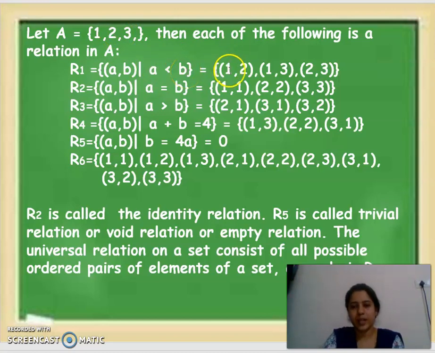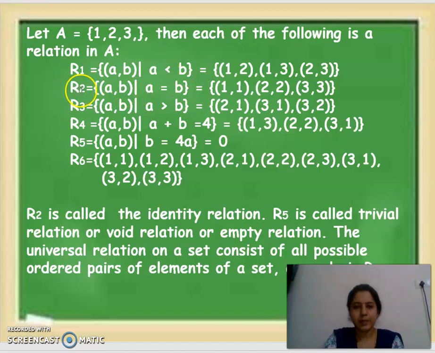So we can take (1, 2) as one ordered pair, and the next ordered pair is to take 1 as a and 3 as b. Then 1 is less than 3, so you can take (1, 3) as an ordered pair, and next take 2 and 3. So 2 is less than 3, so I can take (2, 3). But we can't take (3, 2) or (2, 1) or (1, 1), (2, 2), (3, 3) pairs, because here the relation satisfied must be a is less than b.